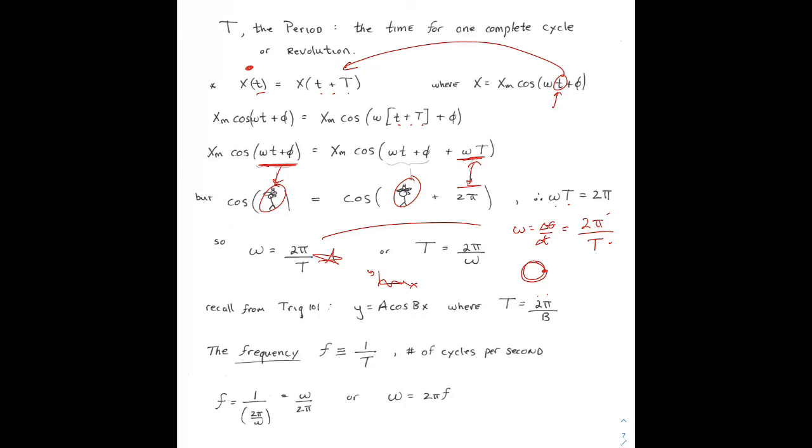Now you know that when something has this form, x is x max cosine omega t, the period is 2 pi over that thing. It's 2 pi over omega. And we saw previously that the frequency f is 1 over the period, and the angular frequency was related to the frequency via that 2 pi.